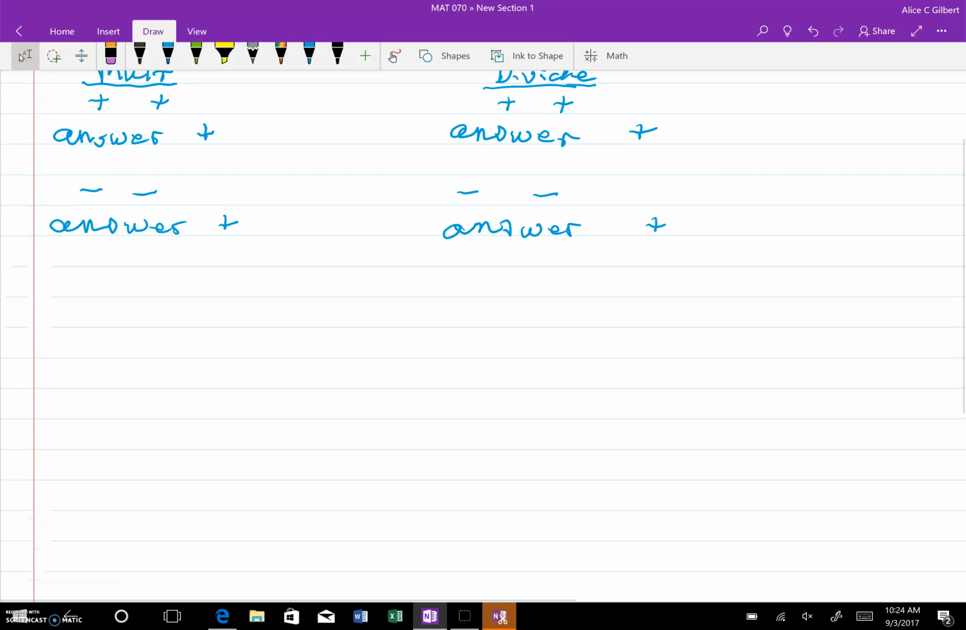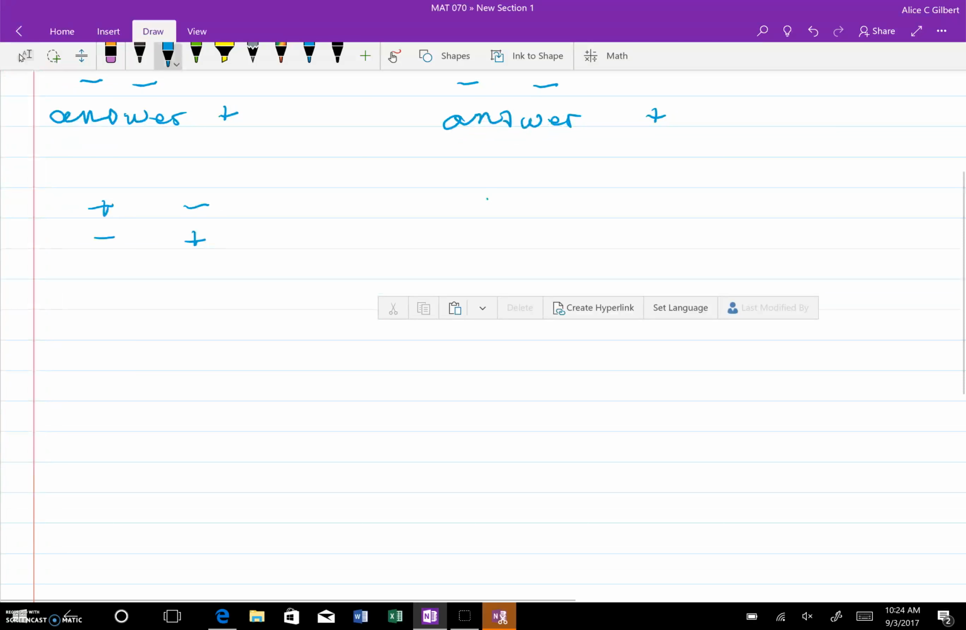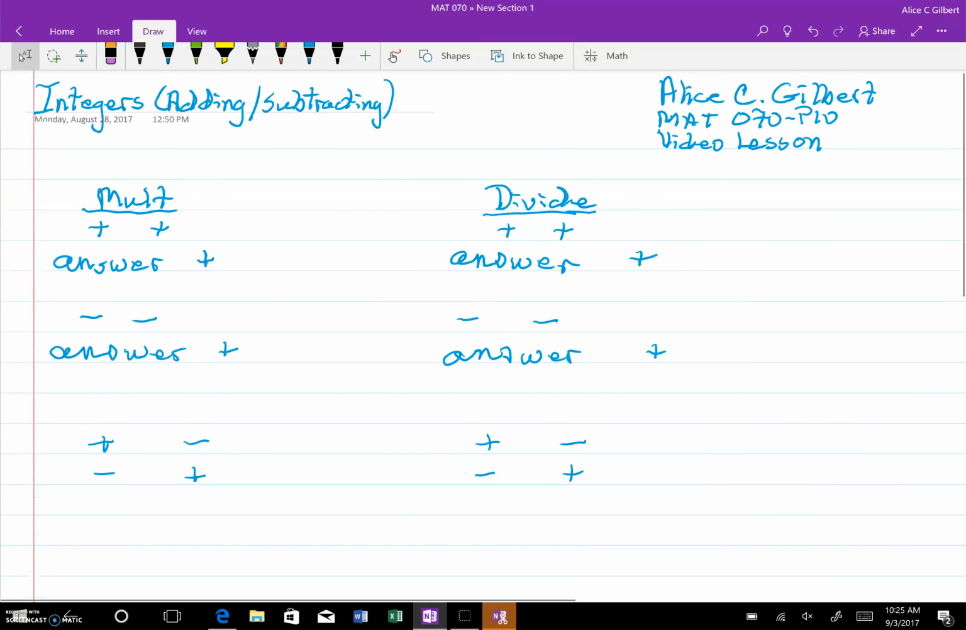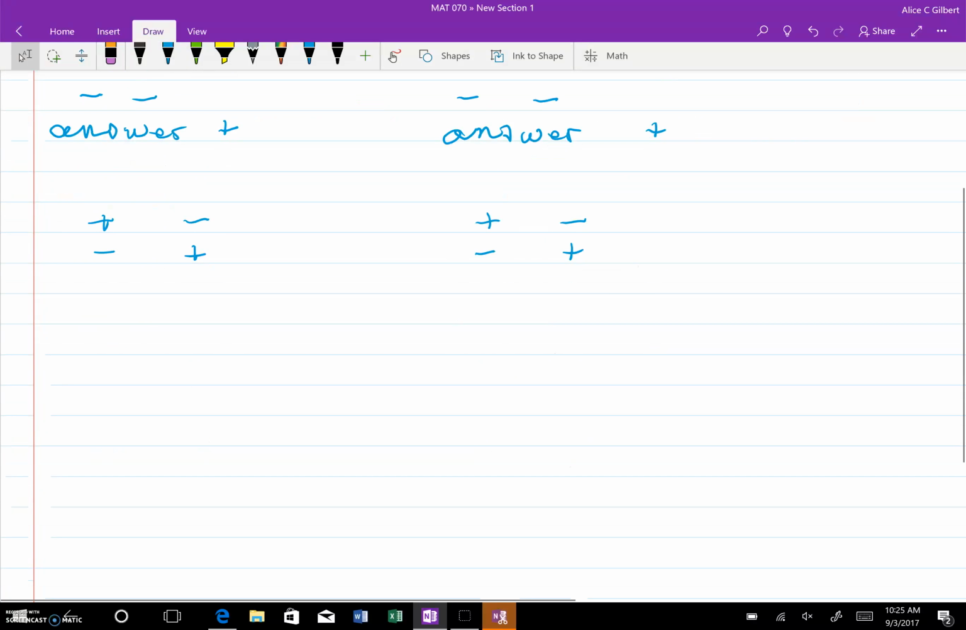If our signs are different, so if we have a positive and a negative, or a negative and a positive, in either case, whether we're multiplying or dividing, okay, if our signs are different, so up here our signs are the same. Here our signs are different. And then our answer in either case is negative.